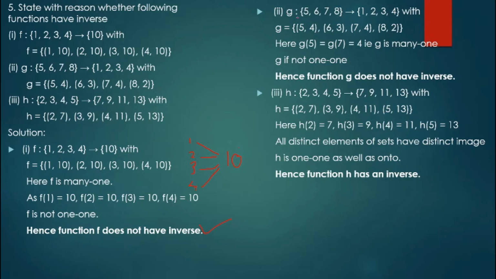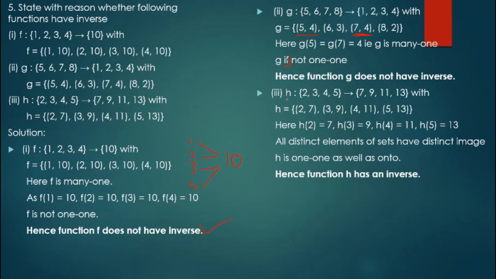Second sub-question, g such that {5, 6, 7, 8} to {2, 3, 4} with g(5) = 4, g(6) = 3, g(7) = 4, g(8) = 2. Looking at it itself we can understand, if it is 5 it is 4. Here it is again many-one. So g of 5 equal to g of 7 equal to 4, that is g is many-one. So again g is not one-one, hence function g does not have inverse.